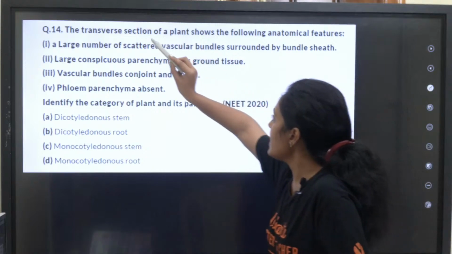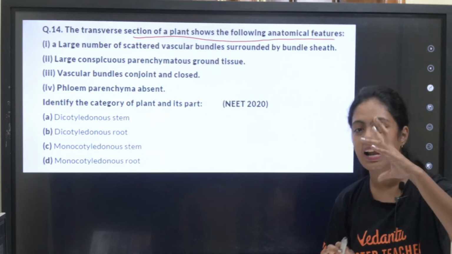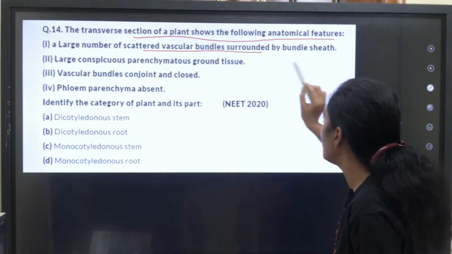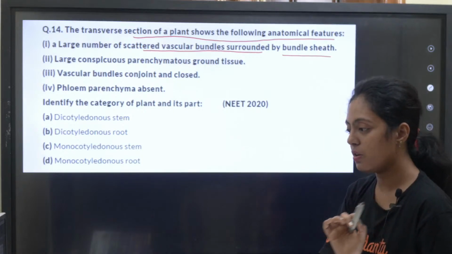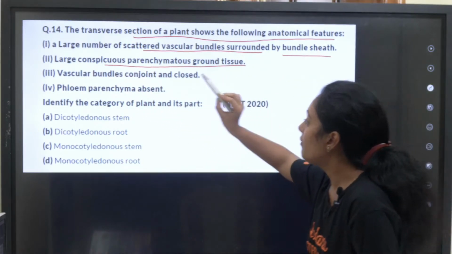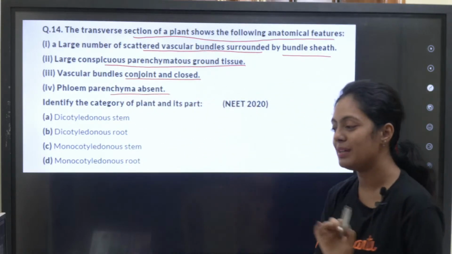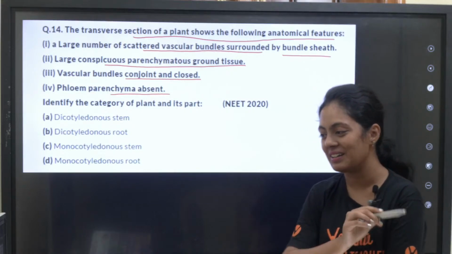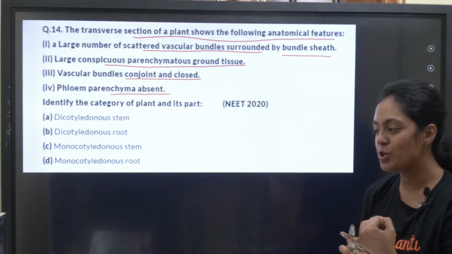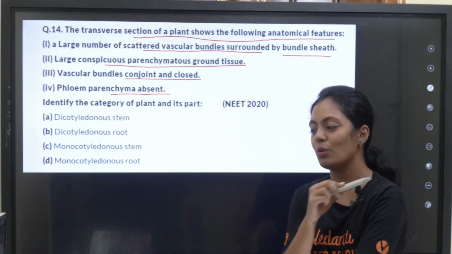The transverse section of a plant shows the following anatomical features. They have asked what it is. A large number of scattered vascular bundles surrounded by bundle sheath. Large conspicuous parenchymatous ground tissue. Vascular bundles conjoint and closed. Phloem parenchyma absent. Let me see how many of you will tell this correctly. 4 options are given: dicot stem, dicot root, monocot stem, monocot root. What is the answer?